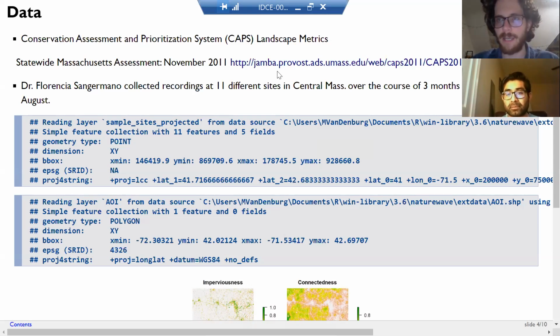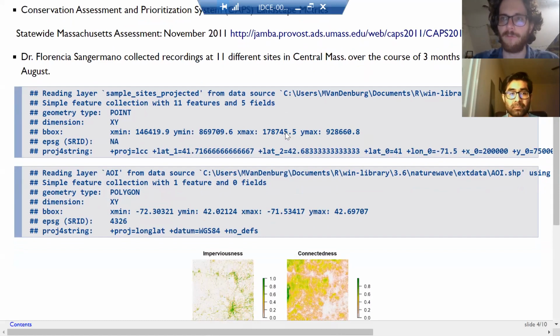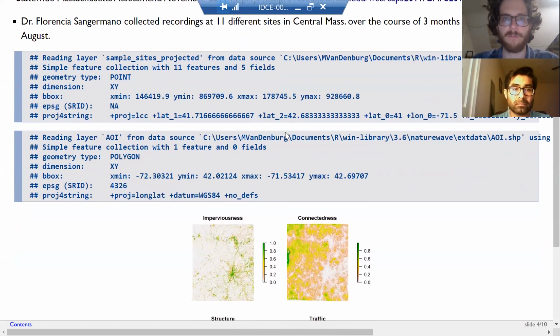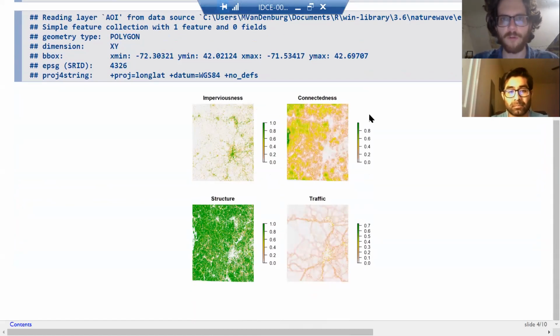These are separate landscape metrics taken in 2011 as part of a larger study by Amherst, Massachusetts, where they were trying to give a full biodiversity characterization of Massachusetts. 4 variables that we utilized came from their data. We brought them in as raw, then scaled them to make them easier to use and also reduce the size, and we cropped them to our area of interest here. Imperviousness and traffic are the human variables influencing the landscape, and connectedness and structure are the biodiversity elements influencing the landscape.